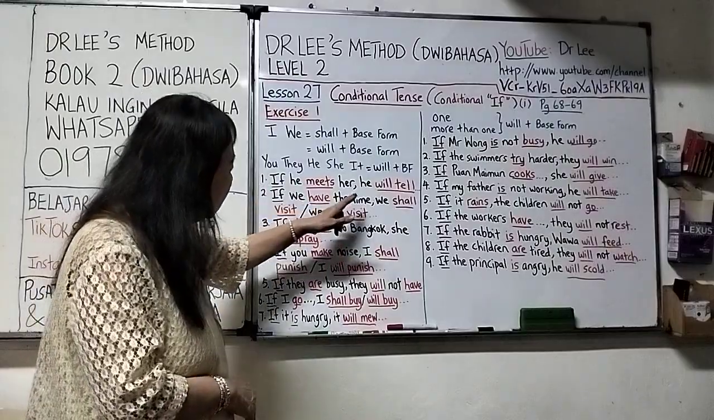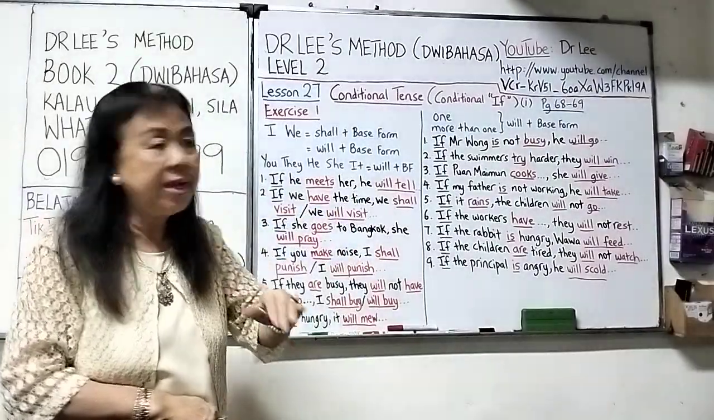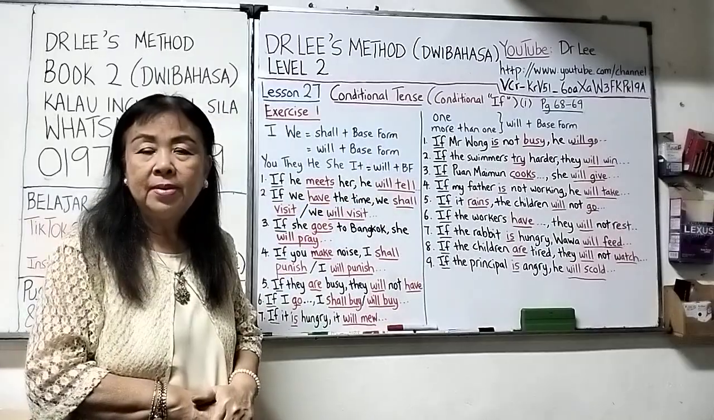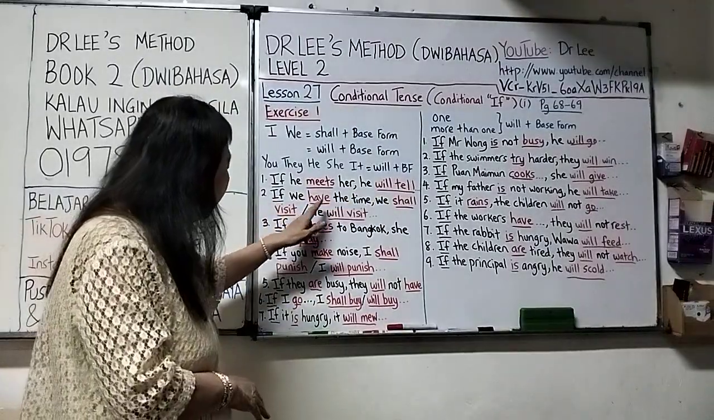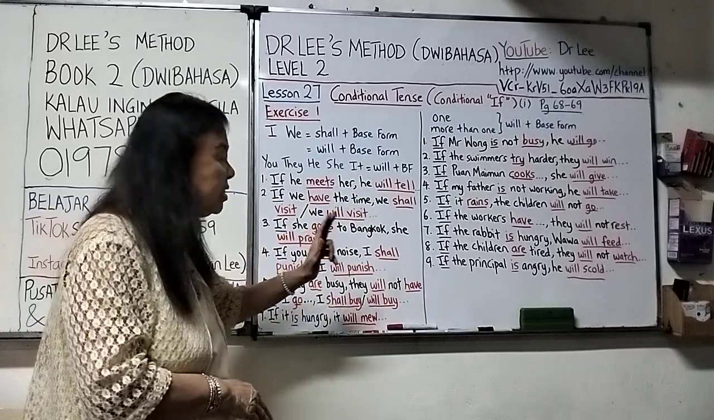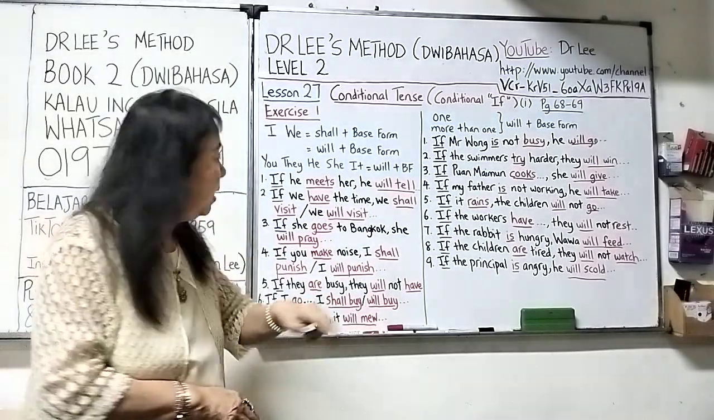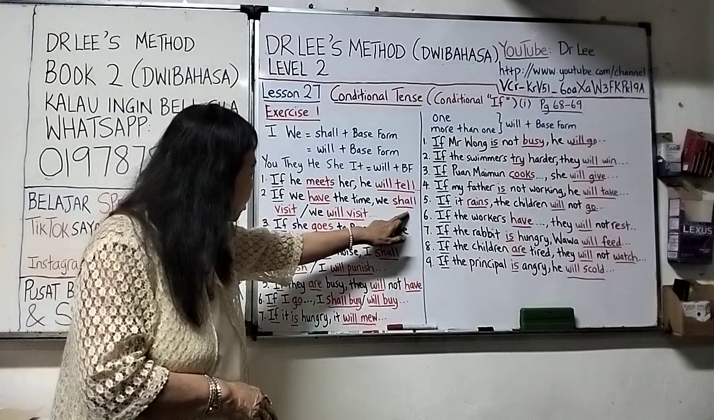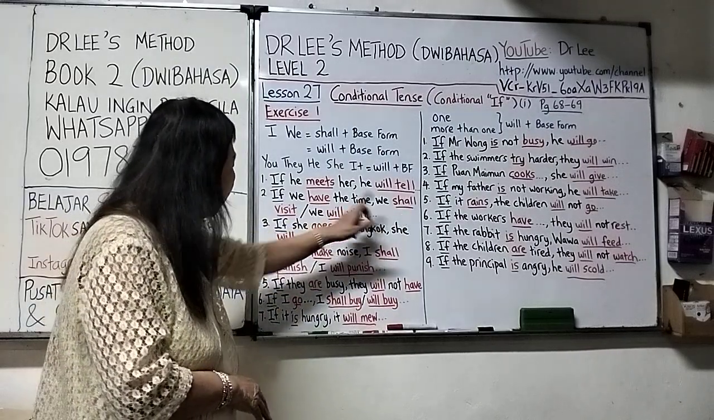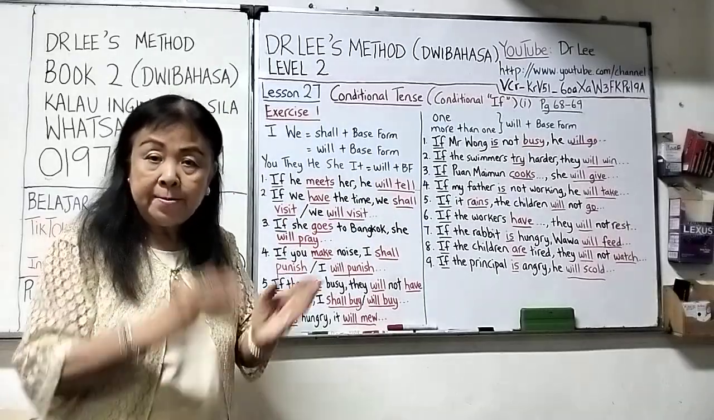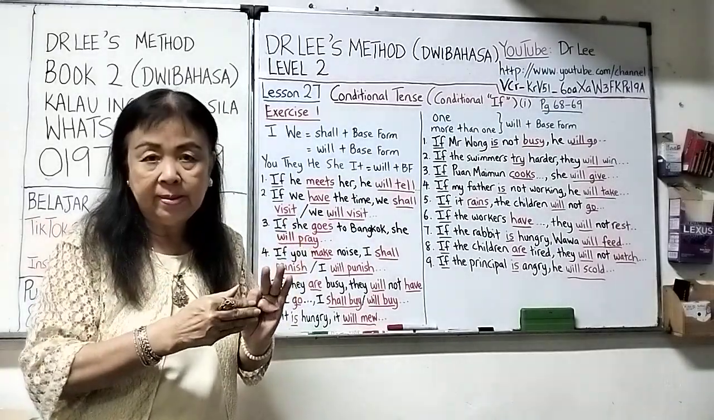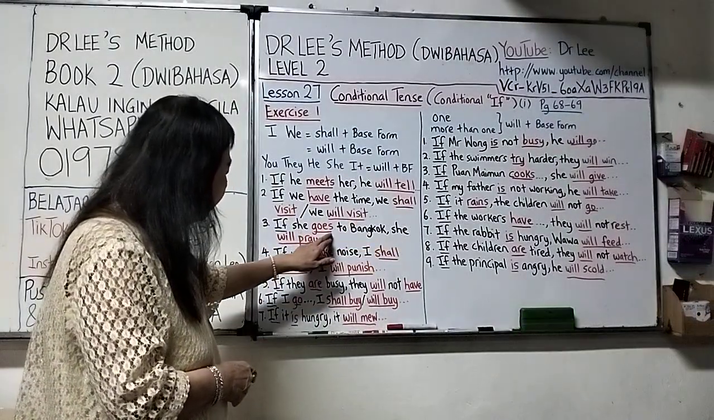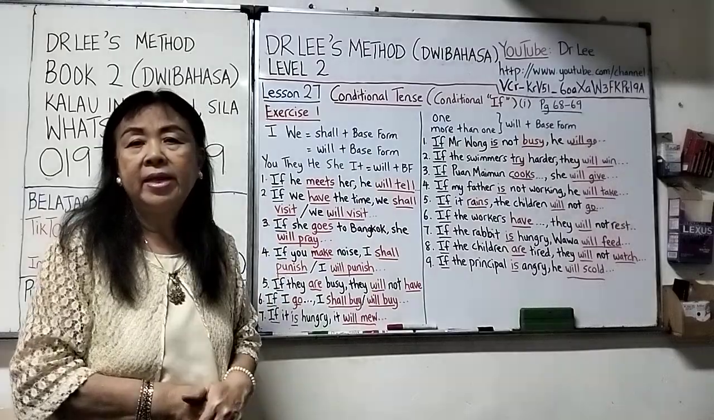If he meets her, he will tell her about the robbery. See, I use the present tense, I use will. If we have the time, we shall visit our relatives in Medan. Again, have is the present tense. So for we, we can use shall, we can also use will. So we shall visit or we will visit. Present tense and will or shall. If she goes to Bangkok, she will pray in the temple. Present tense, so will pray.